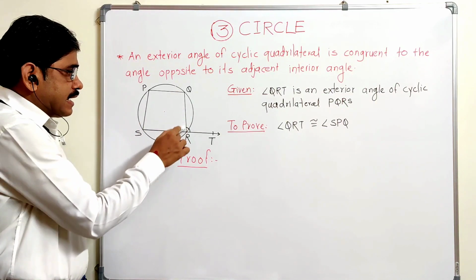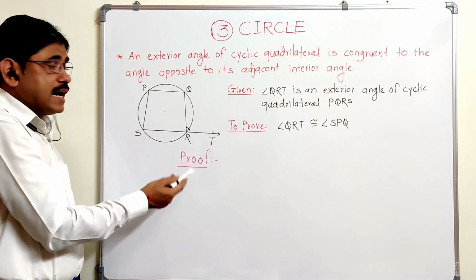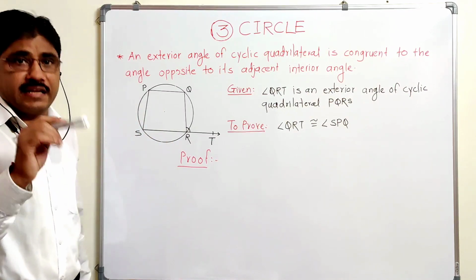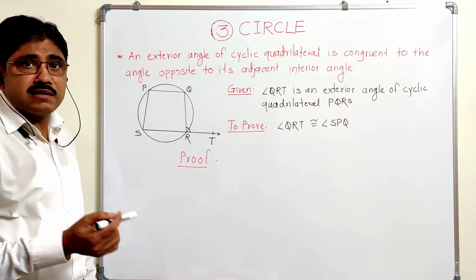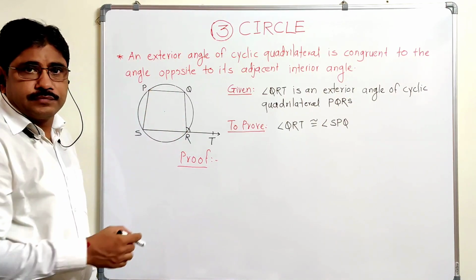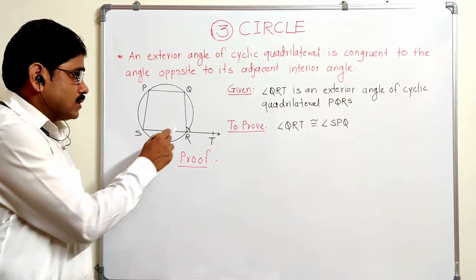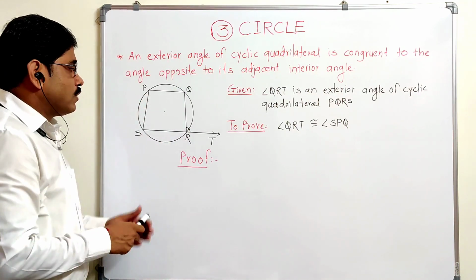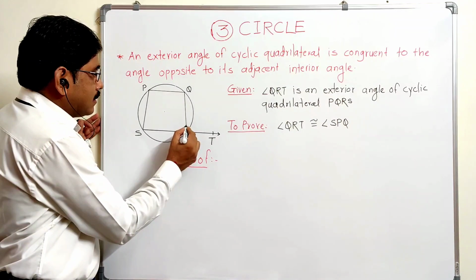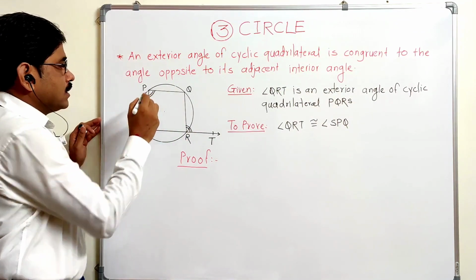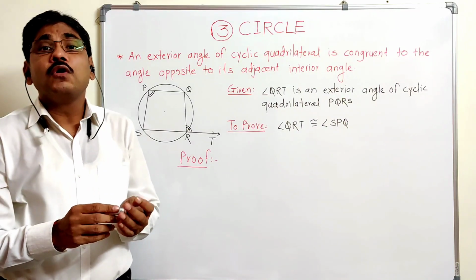For this exterior angle QRT, the adjacent interiors are called adjacent; adjacent means having one side common. So the interior opposite to it is this one. What we have to prove is that angle QRT and angle SPQ are congruent.